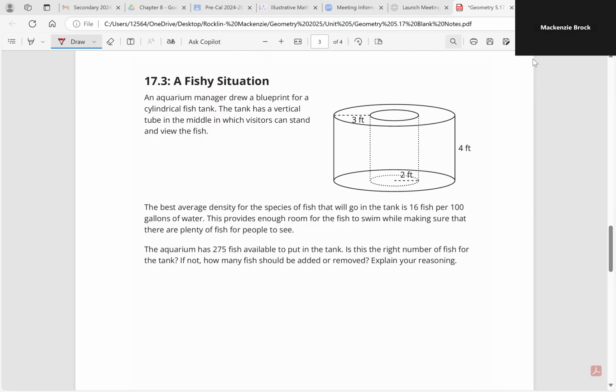An aquarium manager drew a blueprint for a cylindrical fish tank. The tank has a vertical tube in the middle, which visitors can stand in and view the fish. So think about the fact that this is hollow. Somebody can stand in there and look around.